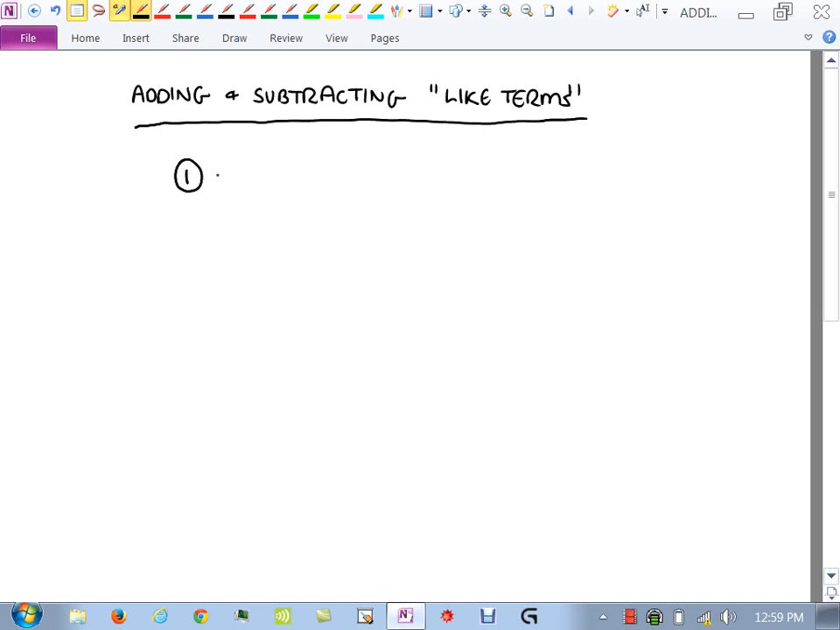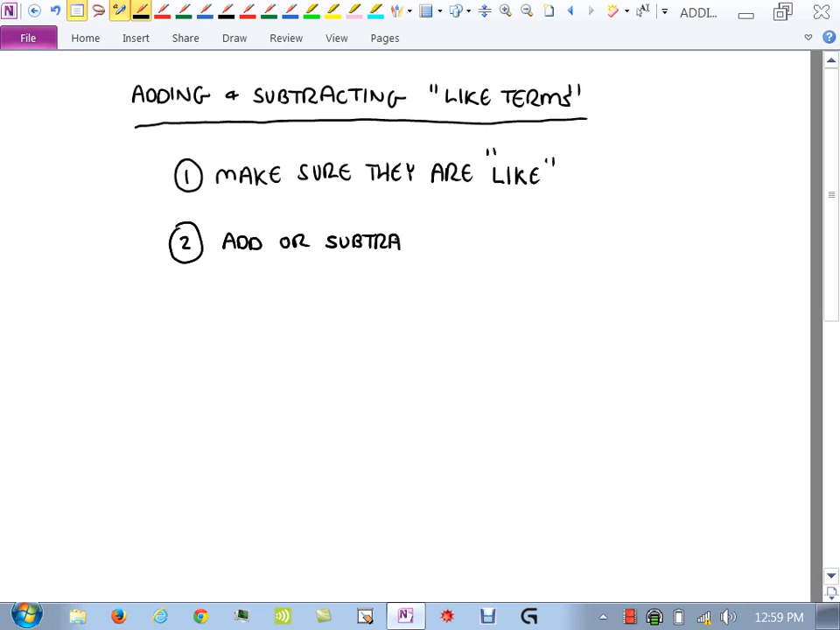Okay, the first thing, make sure they are like. Second thing, add or subtract coefficients. And I'll put a note under that. Don't change powers.